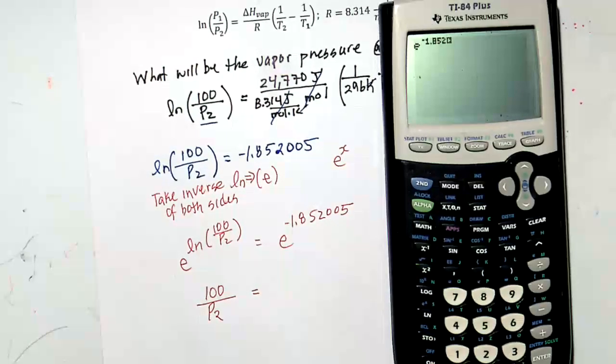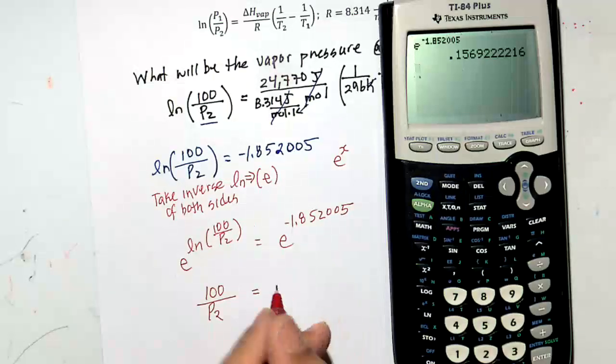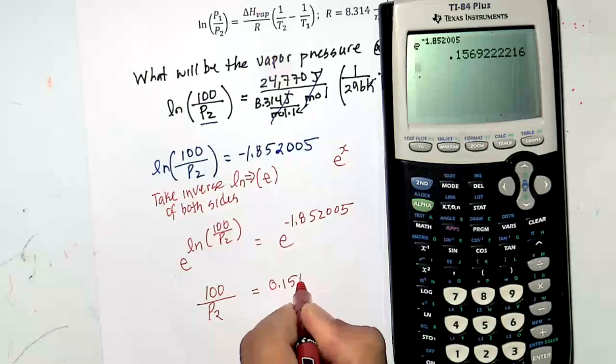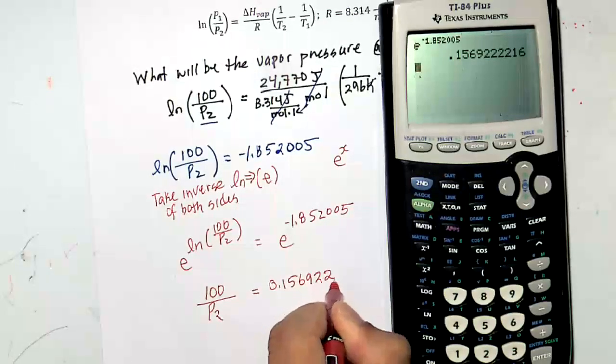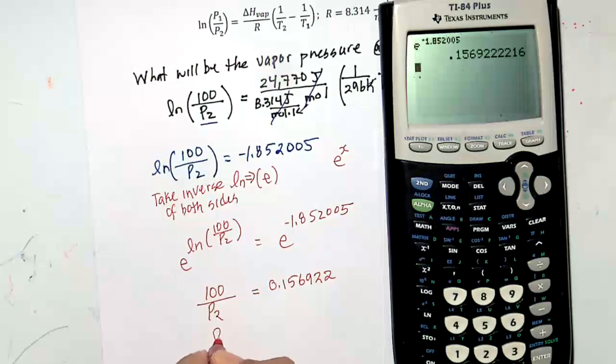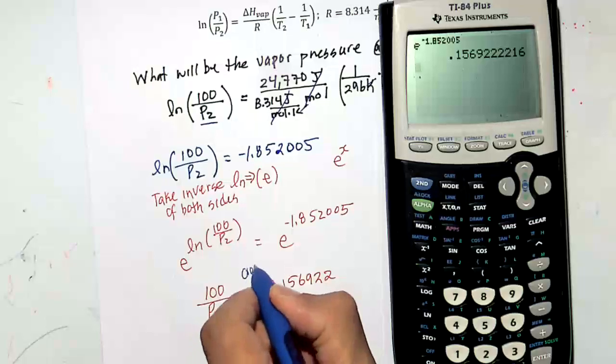Minus 1.852005 is 0.15692. I'll just add some extra digits. Now I'm going to solve for P2 here. Cross multiply. This is how we get the P2 in.